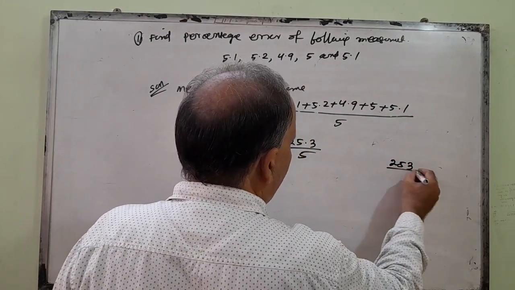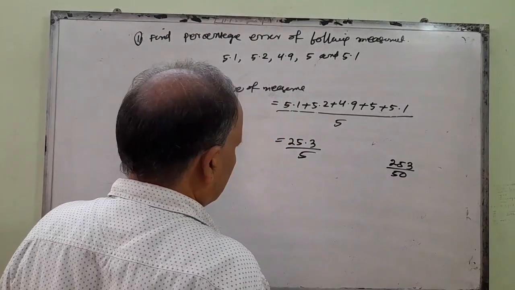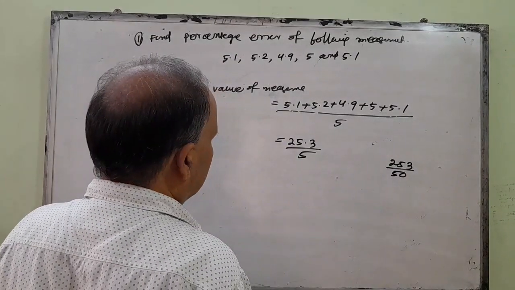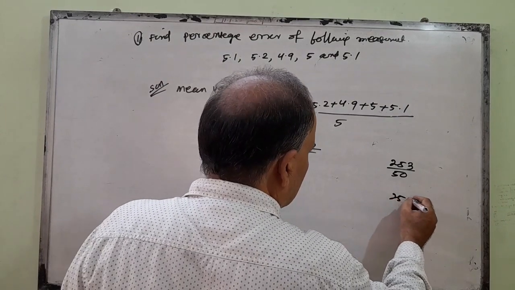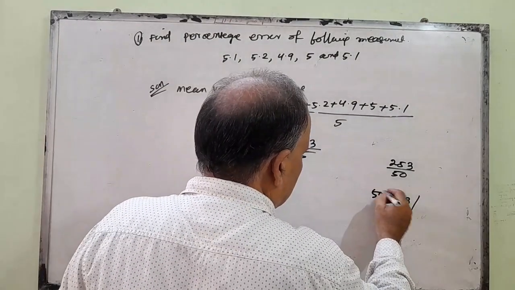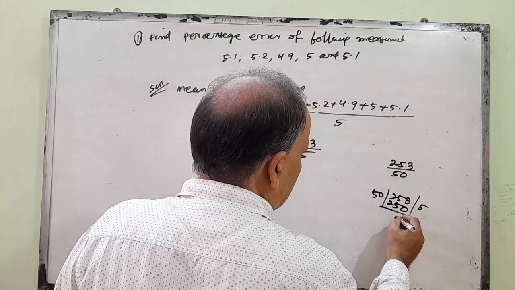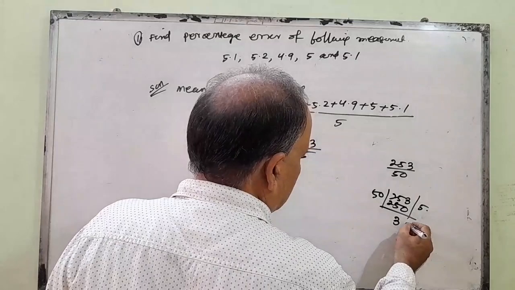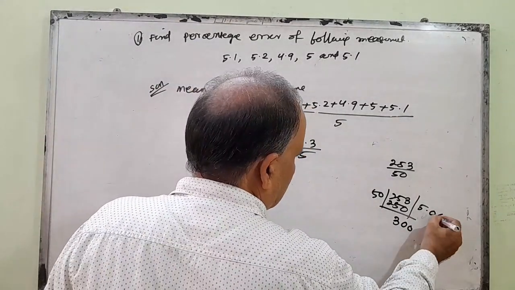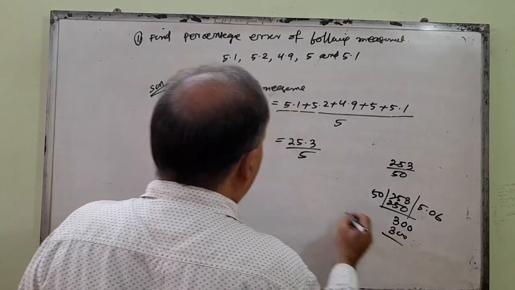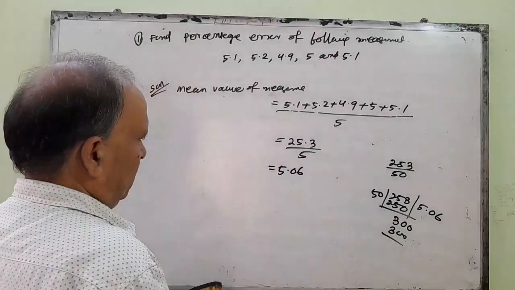253 by 50, that is your 5.06. 5.06 is your mean value.